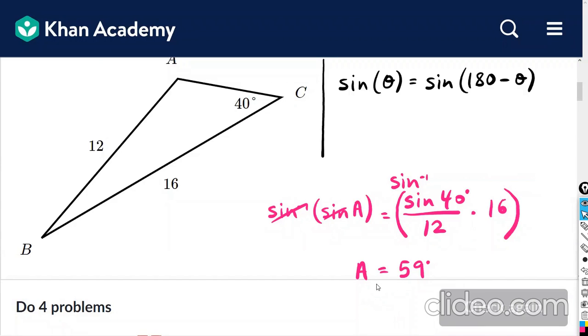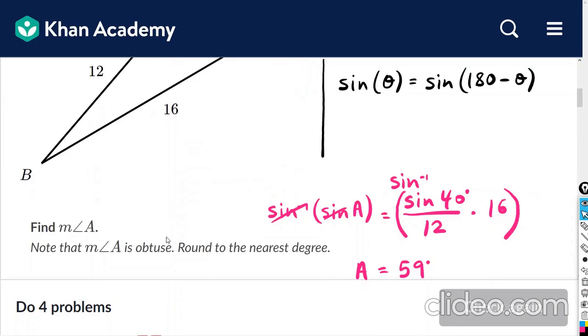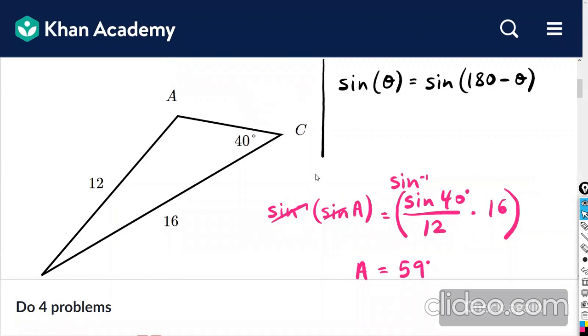Now, before we go and type 59 in the box, just looking at this angle A, you can see that it is greater than 90 degrees. Also, it says that measure of angle A is obtuse, so it's going to be more than 90 degrees. So if you recall, for the sine of an angle theta, it also equals the sine of 180 minus that angle theta. Okay, so for the sine function, theta and 180 minus theta are equivalent. So for some of your answers, you may have to subtract the angle from 180.